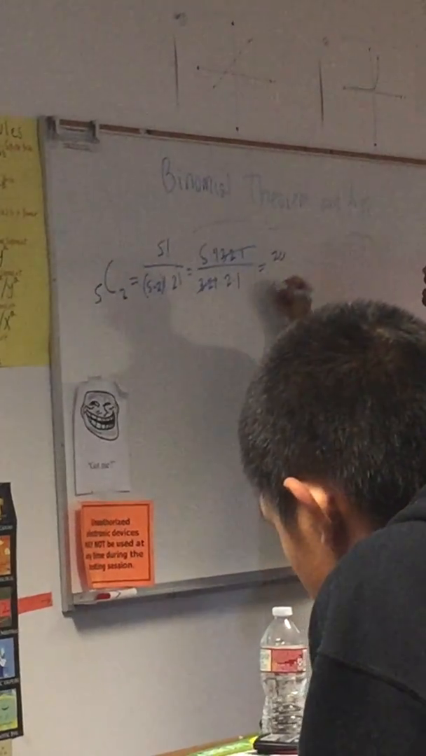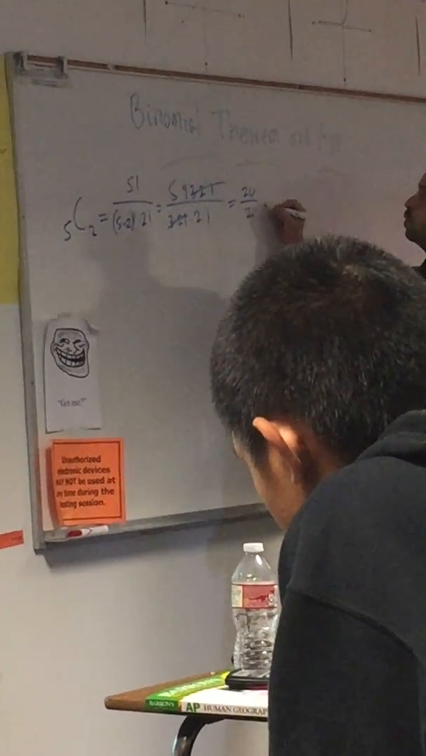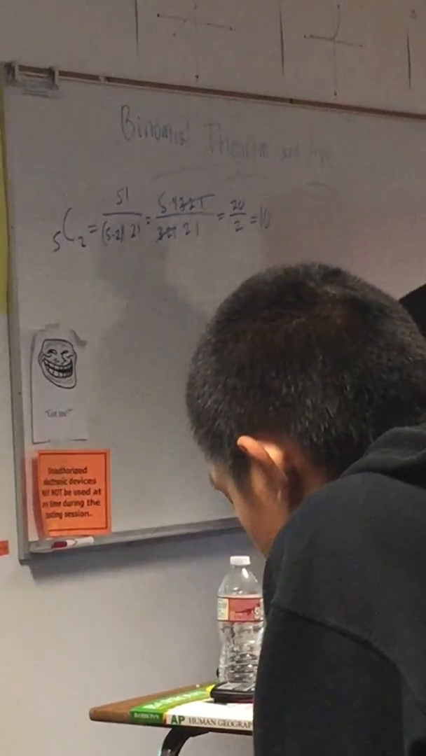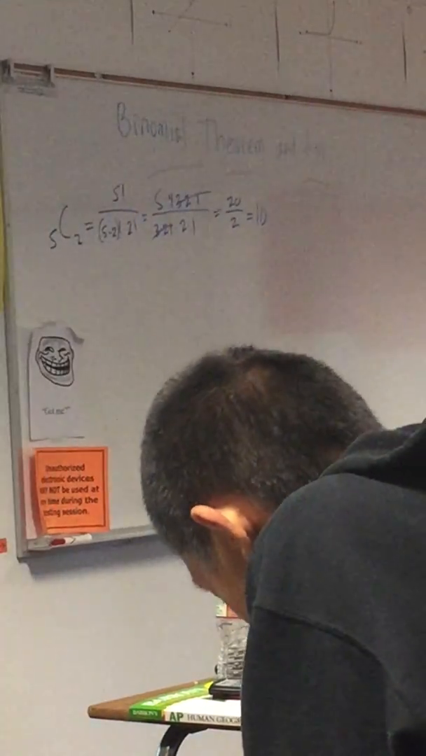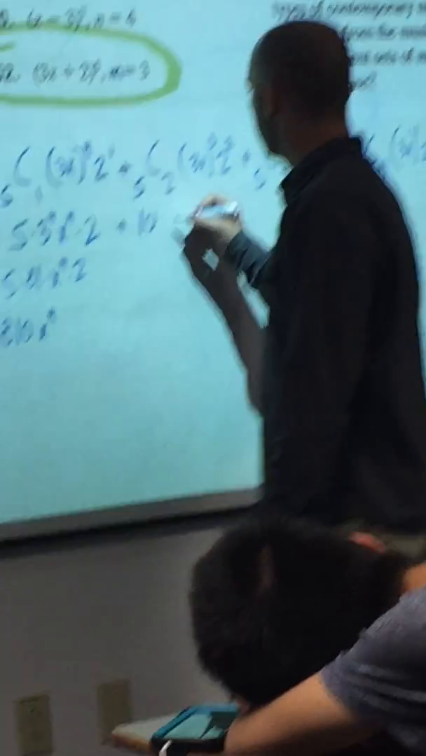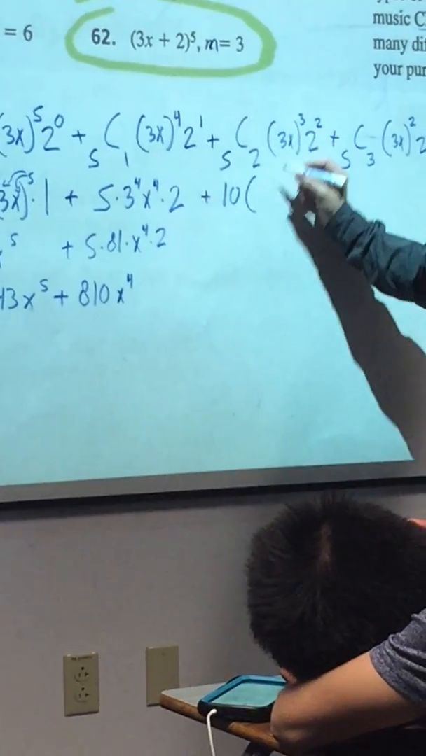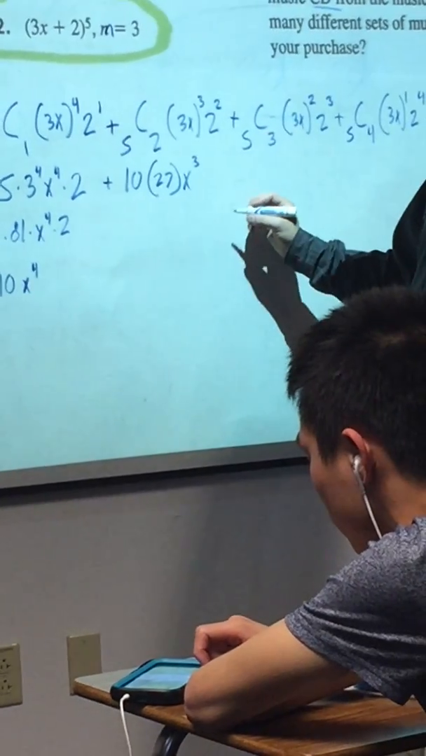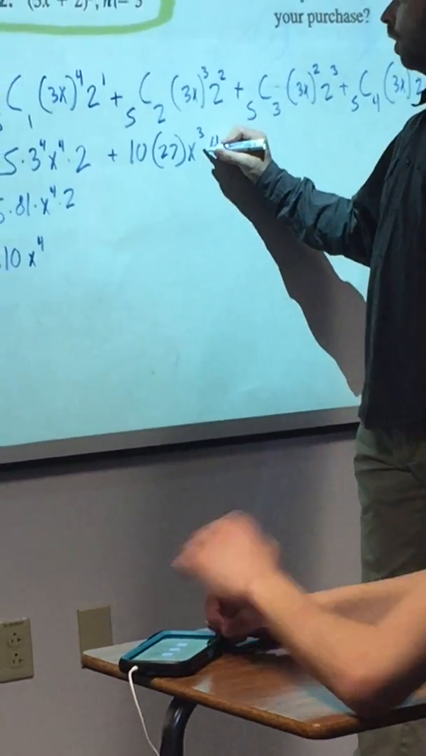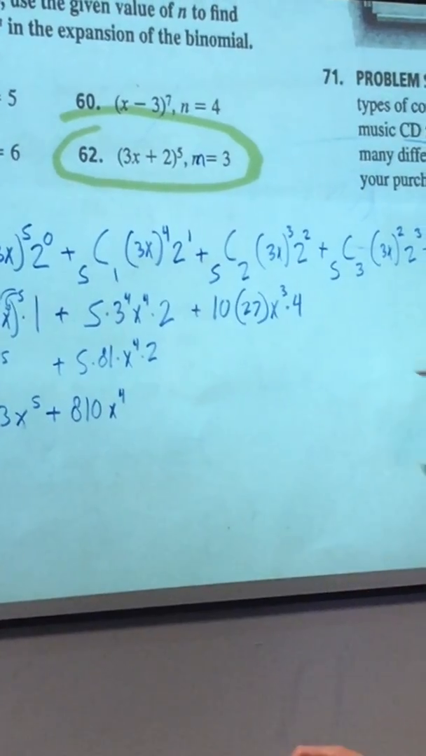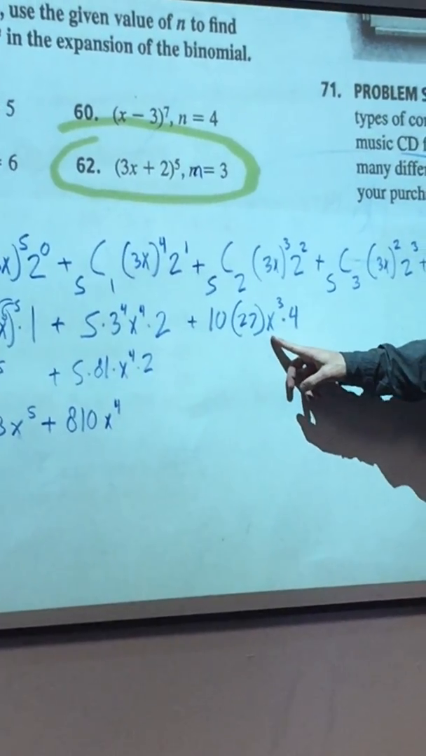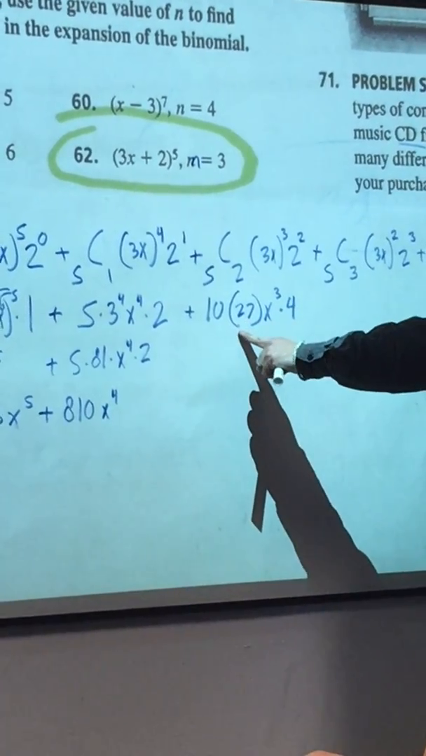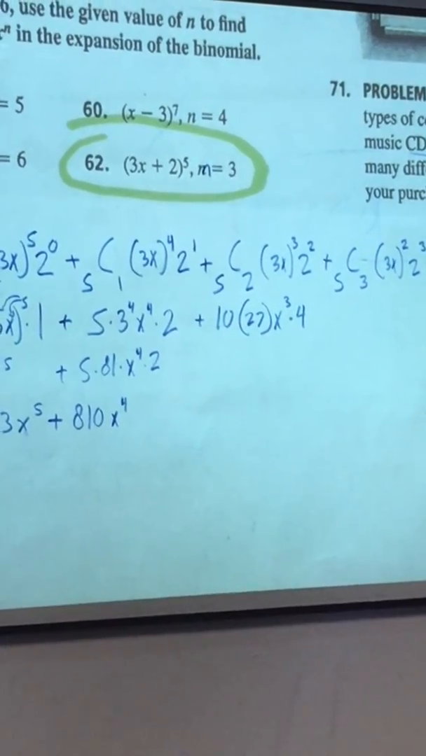5 times 4 is 20. 2 times 1 is 2. Magic number is 10. Still with me? Great. So 10 times 3 cubed is 27, x to the 3rd, and 2 squared is 4. So in order to get the coefficient of x cubed, I need to multiply 3 things. This 4, this 27, and this 10.